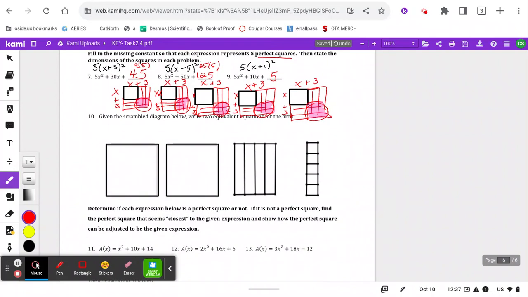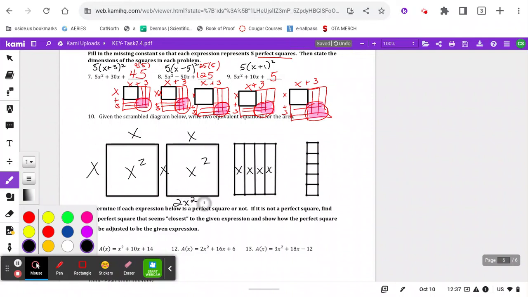All right, next one, write 2 equivalent equations for this one. Here's my x by x or x squared. Here's my x by x or x squared. So it means we have a total of 2 x squareds. 1x, 1x, 1x, 1x, plus 4x, 1, 2, 3, 4, 5, plus 5. So this is the standard form that I can just go ahead and count those up.